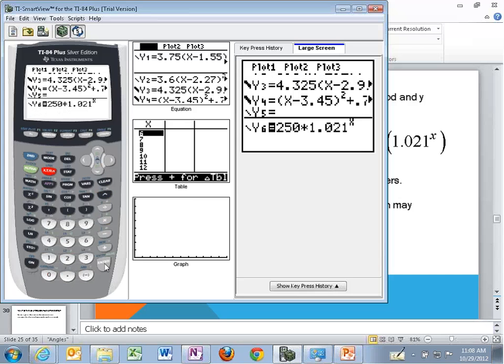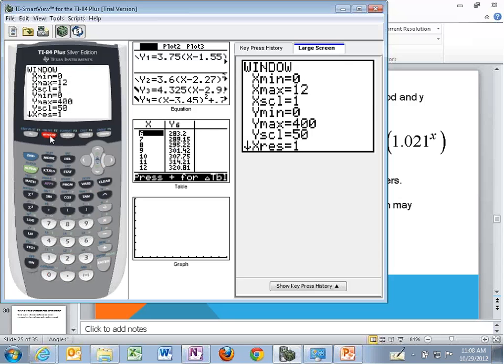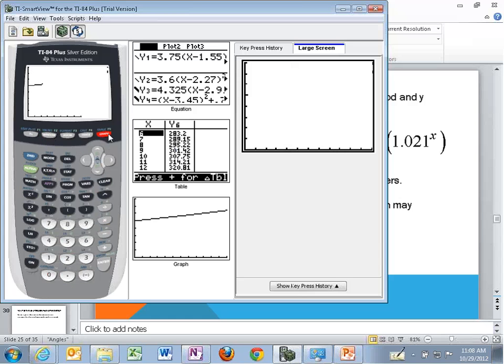I can hit my window button. But if my window is still the same window that I used in the recursive mode, or the sequence mode, it should be fine, right? We looked at this over time. If I hit graph, there's my graph.